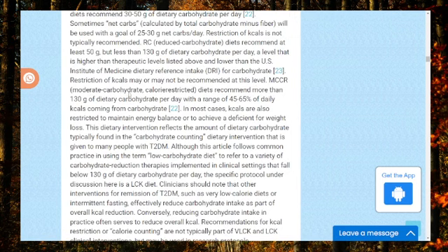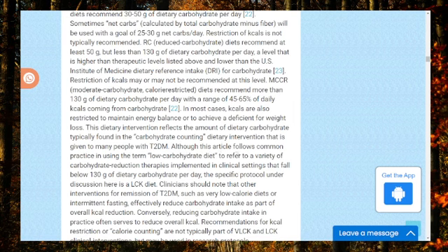MCCR, moderate carbohydrate calorie restricted diets, recommend more than 130 grams of dietary carbohydrate per day, with a range of 45 to 65% of daily kcals coming from carbohydrates, reference 22. In most cases, kcals are also restricted to maintain energy balance or to achieve a deficit for weight loss. This dietary intervention reflects the amount of dietary carbohydrate typically found in the carbohydrate counting dietary interventions that is given to many people with T2DM.